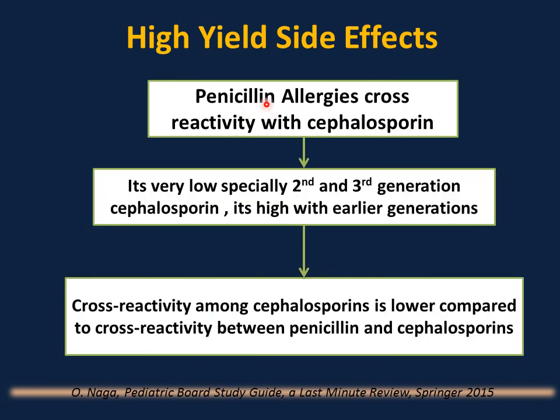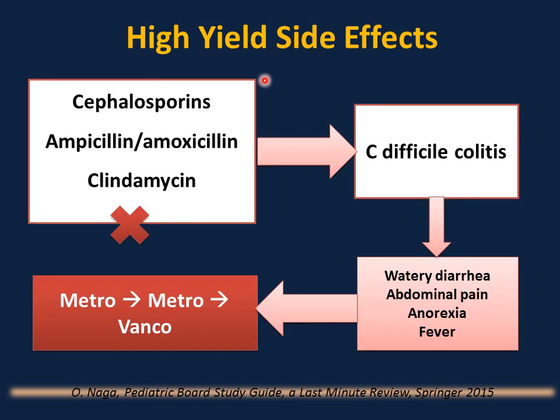Is it okay to give cephalosporins to a child with penicillin allergies? The answer is yes. The cross reactivity between penicillin allergies and cephalosporins is very low, especially second and third generation cephalosporin. It's higher with earlier generations like first generation. Cross reactivity between cephalosporins themselves is lower compared to cross reactivity between penicillin and cephalosporin. So if someone allergic, for example, to Cephalexin, is it okay to give ceftriaxone? The answer is yes.